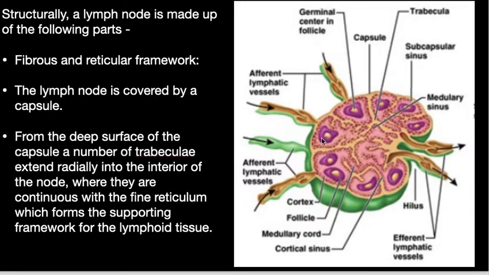Right. So structurally, the lymph node is made up of the following parts. It has a fibrous and a reticular framework. The lymph node is covered by a capsule. You can see the afferents are coming from the peripheral area, whereas the efferents are going out from the hilum. From the deep surface of the capsule, a number of trabeculae extend radially into the interior of the node, where they are continuous with the fine reticulum which is supporting the framework for the lymphoid tissue.